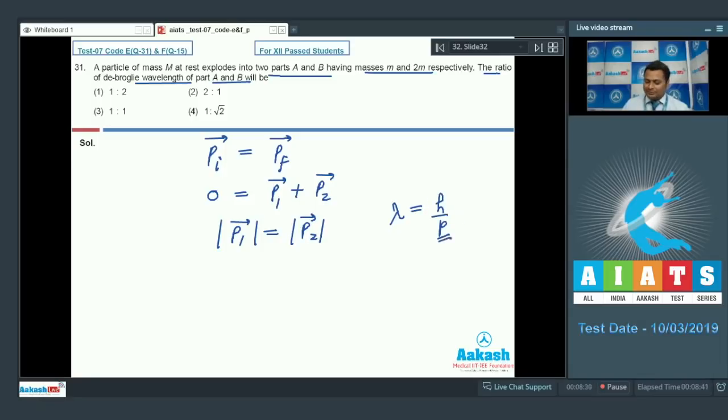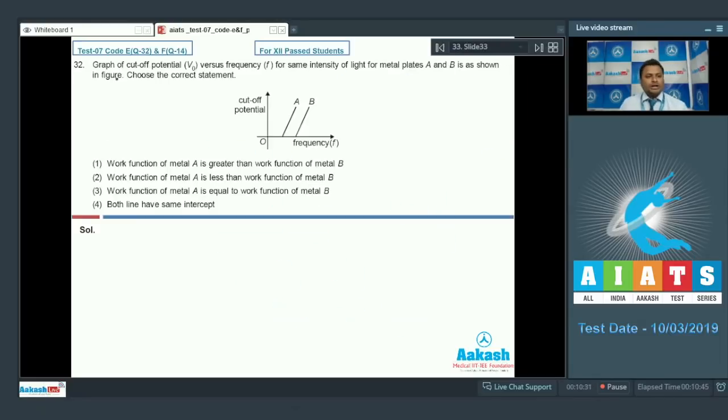Now, if their momentum is equal, then their wavelength will also be equal. Therefore, lambda 1 must be equal to lambda 2. Or you can say the ratio of lambda 1 to lambda 2 we'll write 1 is to 1 as they are equal. So, after looking at the answer, we can say that option number 3 is absolutely correct. We'll go with option number 3. Now, let's move on to the next question, that is question number 32. Here is question number 32.